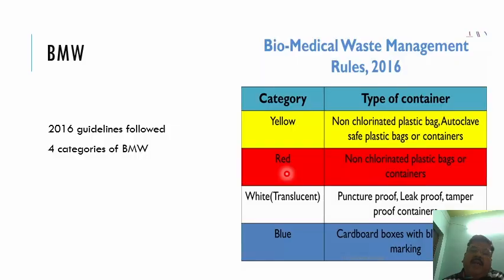Then the red container should take infected plastic like urinary catheters, urine bags, all those infected plastics. Then the white translucent container, which should be puncture-proof, leak-proof, and tamper-proof, is for sharps like scalpel blades or injection needles. Then the blue container: blue cardboard boxes can be used with a blue marking on them. All the glass should be discarded there. So this is just a brief look; biomedical waste management itself will be another topic.